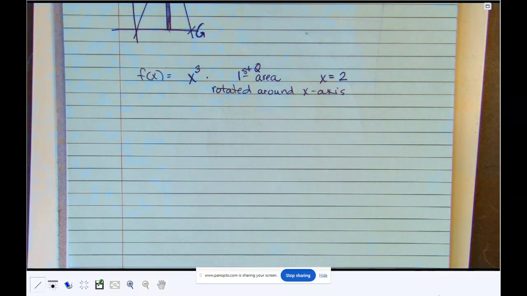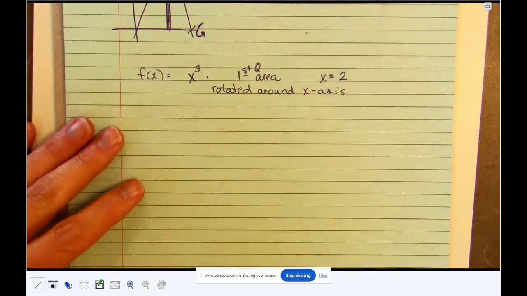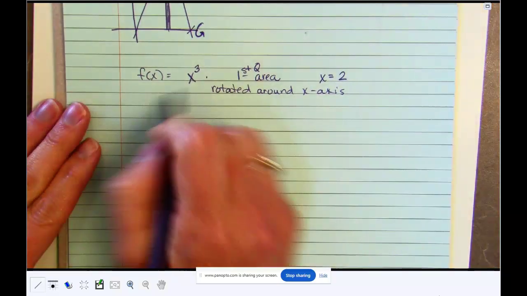This only works for shapes that are round from the top, or round from one side. It's got to be rotated. This is called a solid of rotation. X equals 2 is a straight line, right? Yep, perpendicular to the x-axis. First quadrant.